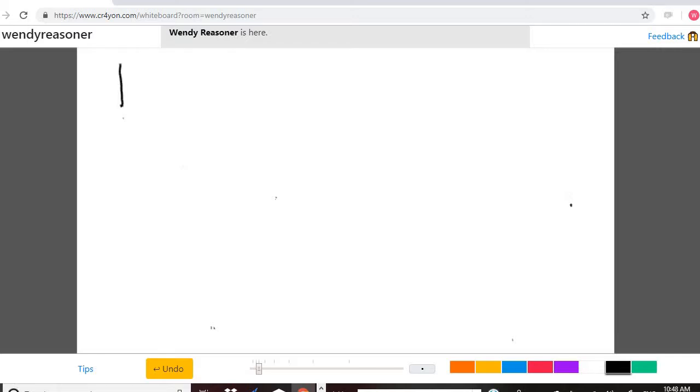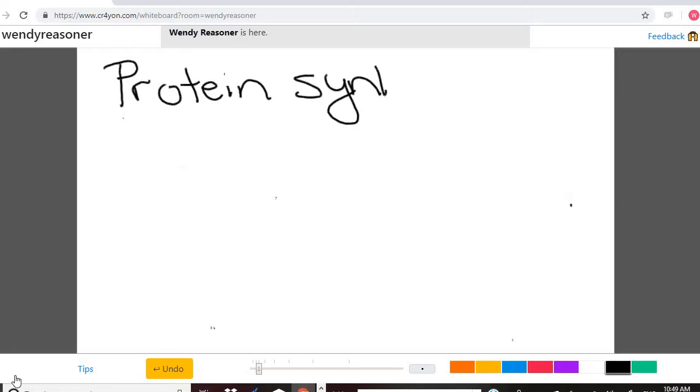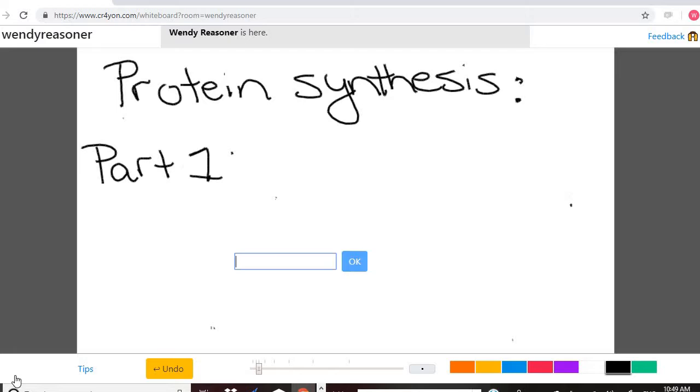So in discussing reproduction of cells, we're really talking about protein synthesis. And synthesis just means making proteins. Okay, and there are 2 steps that are involved in protein synthesis. Part 1 is called transcription.